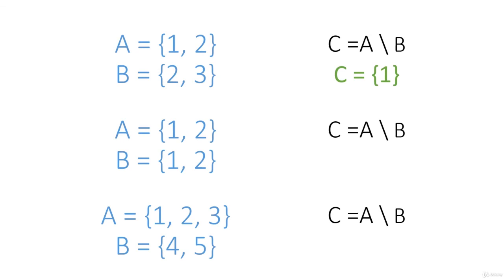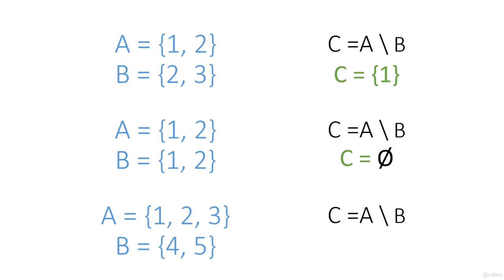In the next example, A contains 1 and 2 and B contains 1 and 2. So the result of the complement of A and B is the empty set. Why? Because every element from A is also in B. From this you can figure out one property of complement: if A is a subset of B, then the complement of A and B is the empty set. And if you think about it a little bit, it should make sense.